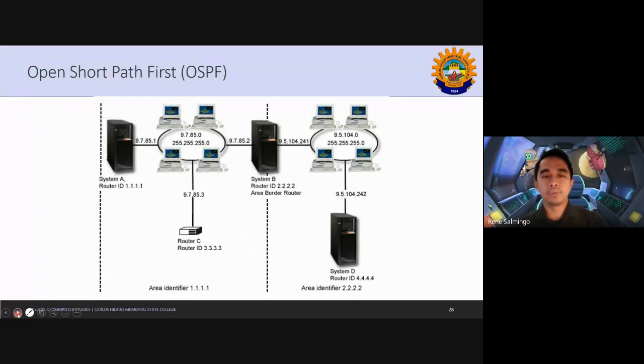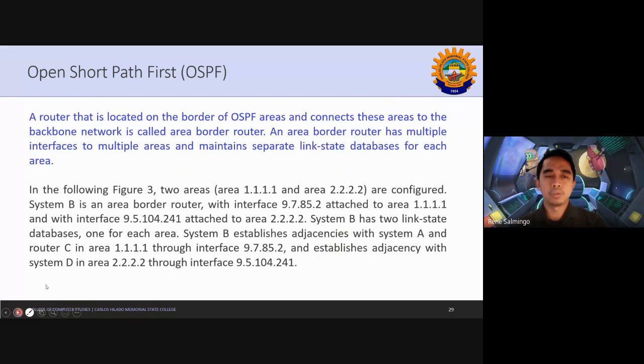Now, we have also this term. So this is another network diagram. As you can see, you have this system B, and you have system D. A router is located on the border of the OSPF areas and connects these areas to the backbone, so they are called area border routers. An area border router has multiple interfaces to multiple areas. They have a separate link state database for each area.